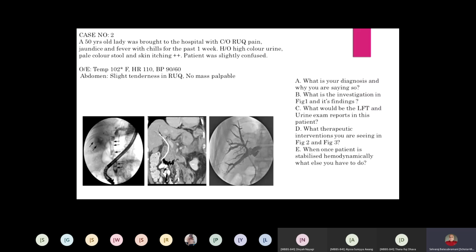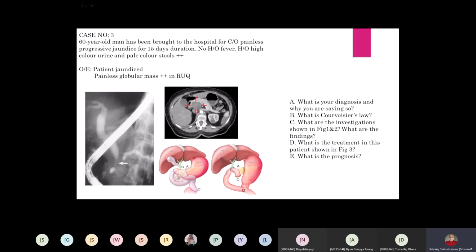Very good. I am going to case number 3 now. This is a 60-year-old man. He has been brought to the hospital with complaints of painless progressive jaundice for 15 days duration. There was no history of fever, but history of high color urine and pale color stools present. On examination, patient is jaundiced. But patient is also having a painless globular mass in the right upper quadrant.